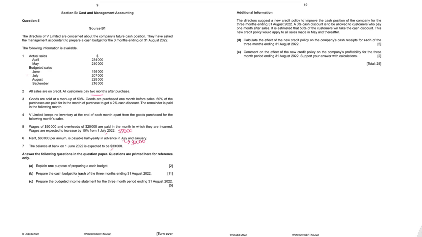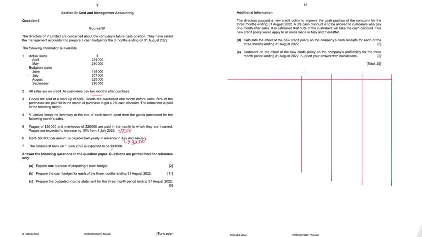Explain one purpose of preparing a cash budget: to identify any surplus cash that may arise in the coming period, and to ensure that this surplus cash is used or invested to maximize returns for the business, or to assess whether there is going to be any cash deficit in the coming period, and to make sure that sufficient arrangement is made to finance this cash deficit. So anything is okay. Prepare the cash budget for each of the 3 months ended 31st August.